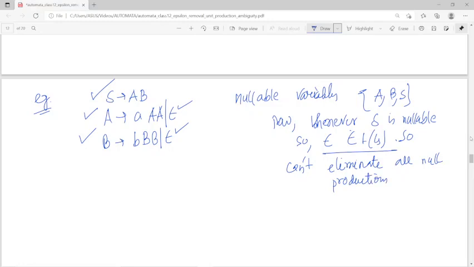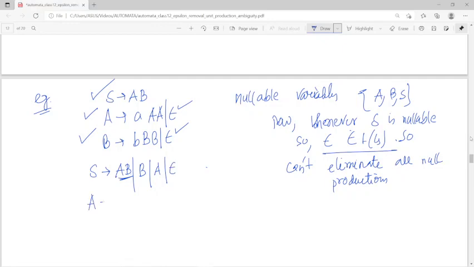So we are just putting A equals to epsilon and B equals to epsilon. We know from S this is AB. In place of A we put epsilon, then we will get only B. Now in place of B, if we put epsilon, we will get A, and if we put epsilon for both in S, we will get epsilon. So the language itself contains epsilon.